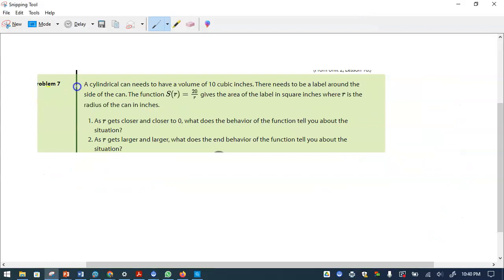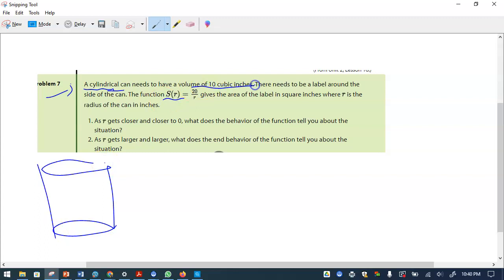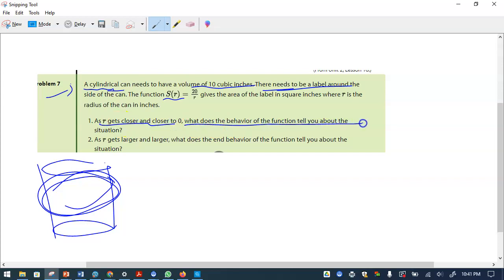So I want you to pause for a while and see what they gave us. Again, this is a cylindrical can like this, and the surface area and the volume is 10 cubic inches. There needs to be a label around here, so you want to put it all around the label. So what do you think will happen when R gets closer and closer to 0? What does the behavior of the function tell you? So this S of R is given.